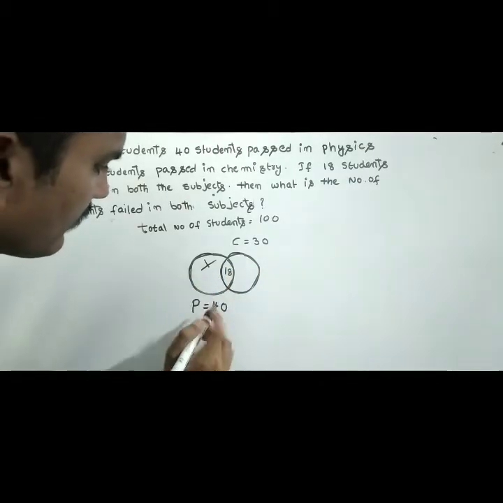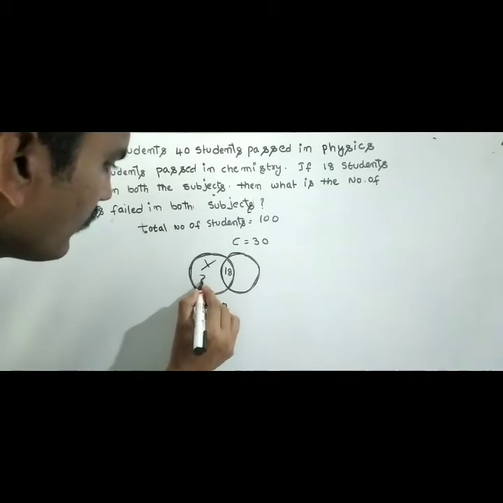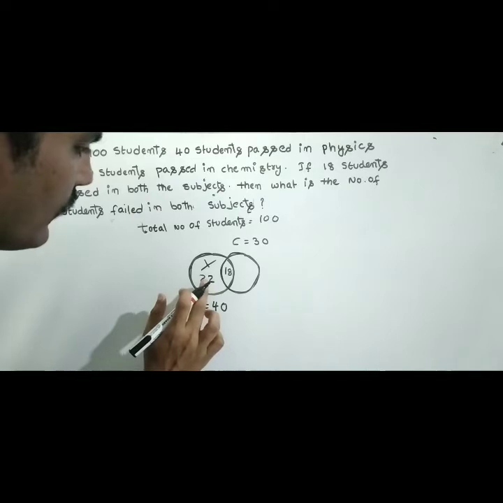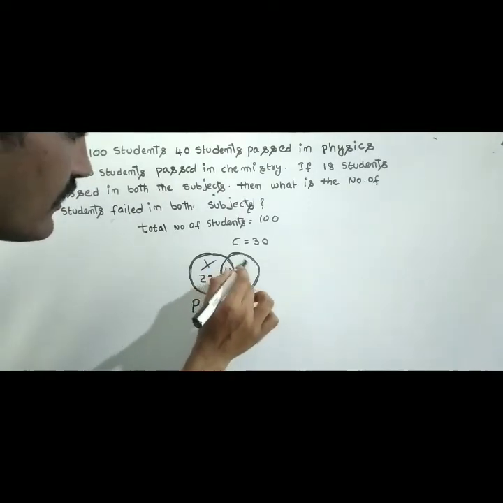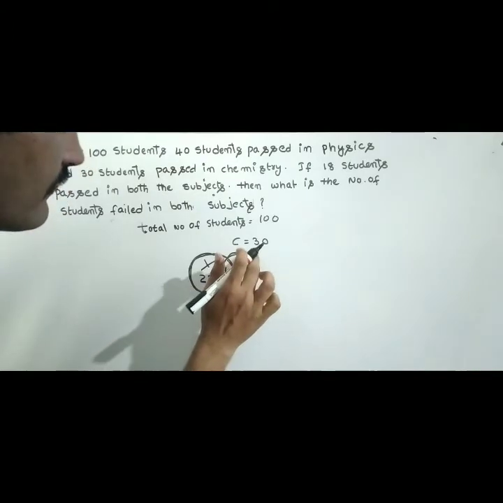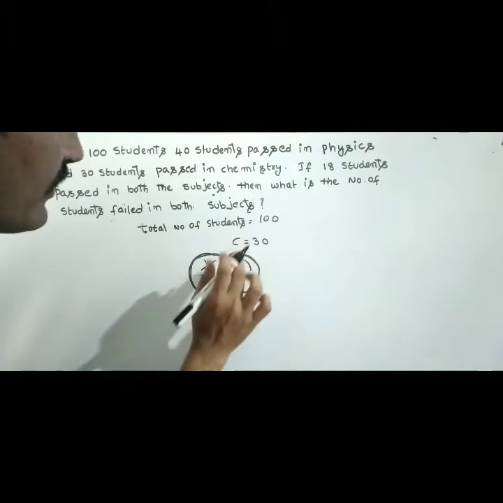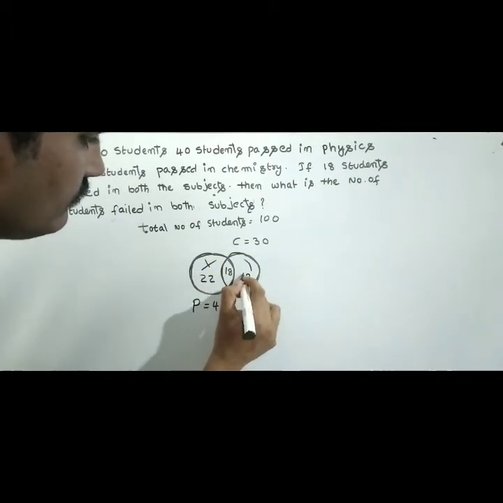See friends, how much only passed? 40 minus 18. That means 22. This 22 only passed in physics. See friends, here this portion only passed in chemistry. So only passed chemistry how much? 30 minus 18 equal to 12.